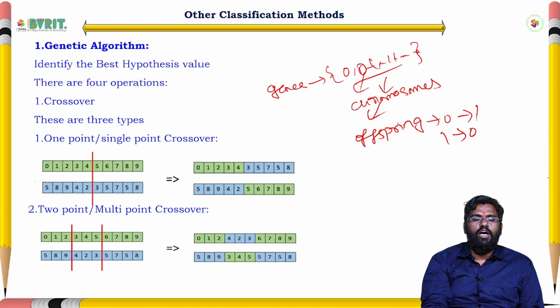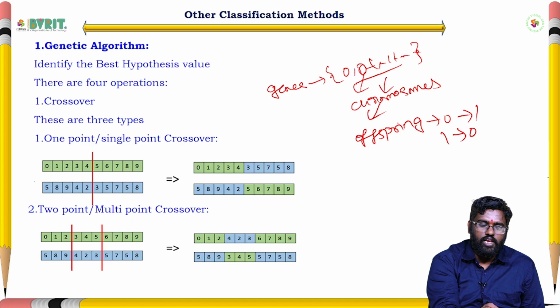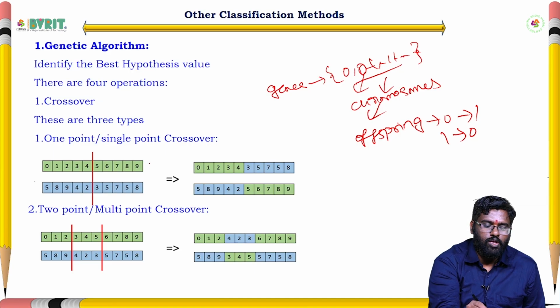Coming to the first one, crossover. Crossover means we are randomly changing the given values. In crossover we have three types. First one is one point or single point. So for example, I have taken these chromosomes. We call it chromosome 1 and chromosome 2.